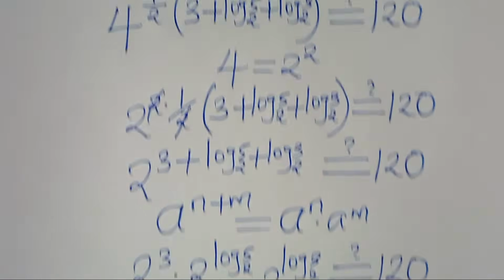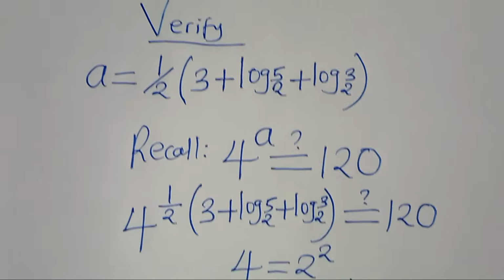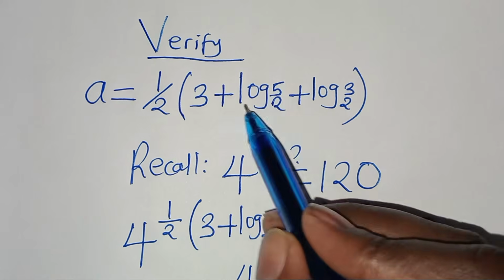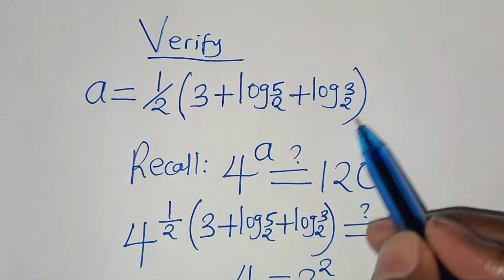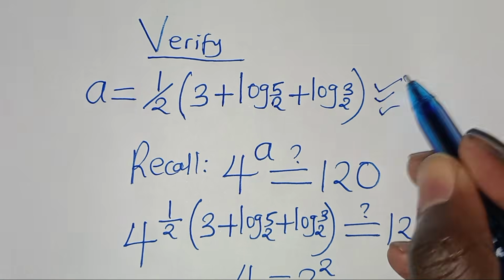And this proves that the value of a, which is equal to half into the parentheses 3 plus log 5 to base 2 plus log 3 to base 2, satisfies the equation.